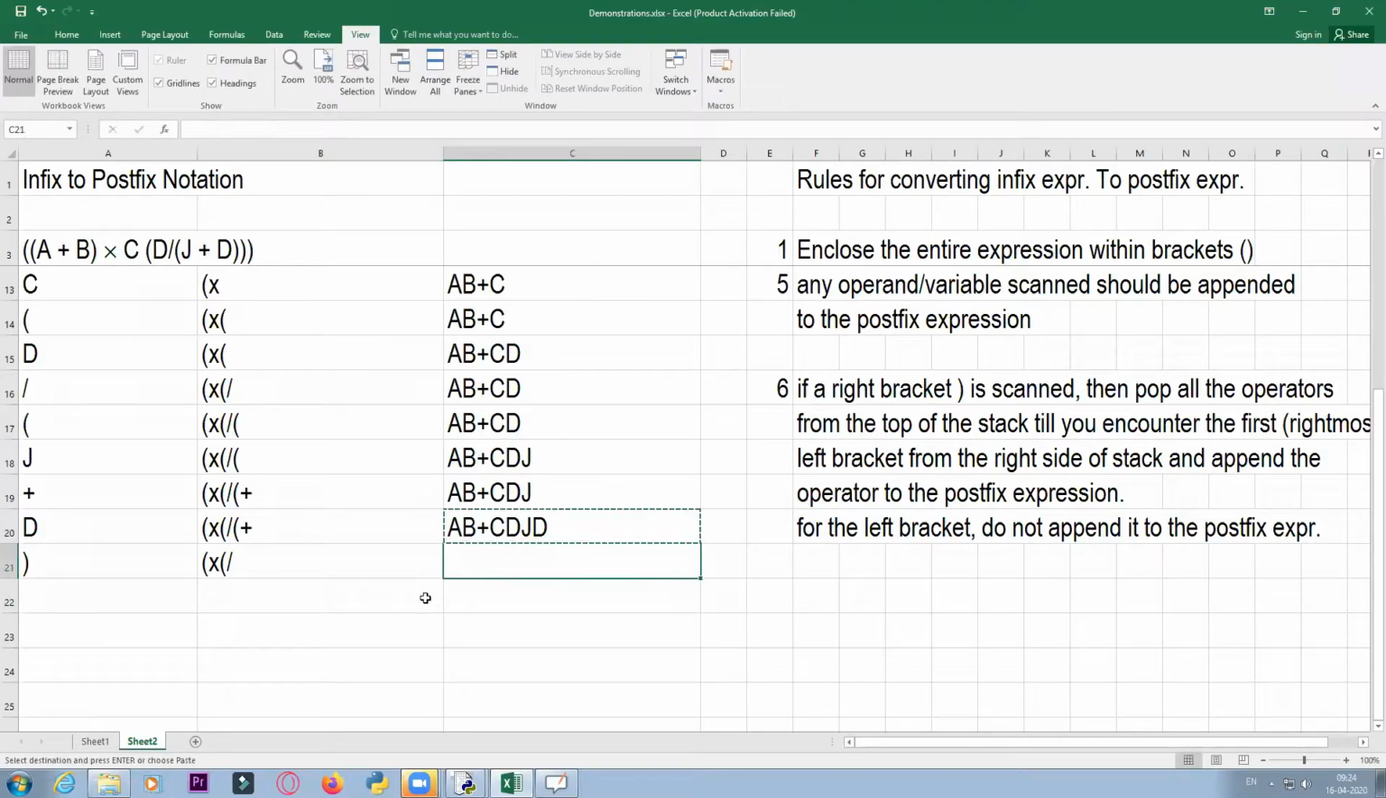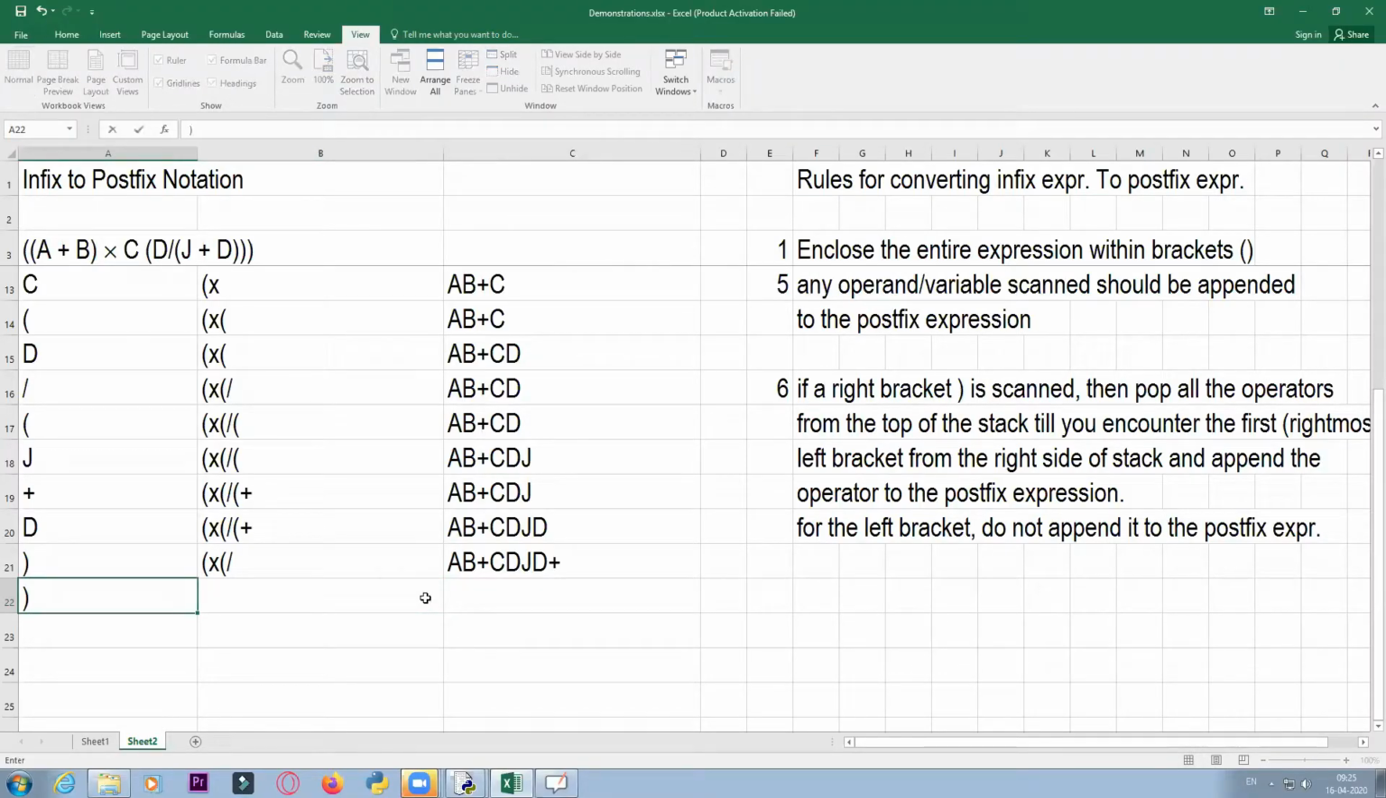Now I'll copy this expression, and in this expression only plus would be added. Left bracket, of course, we are going to discard that. After this, there is another right bracket. So what will be popped?